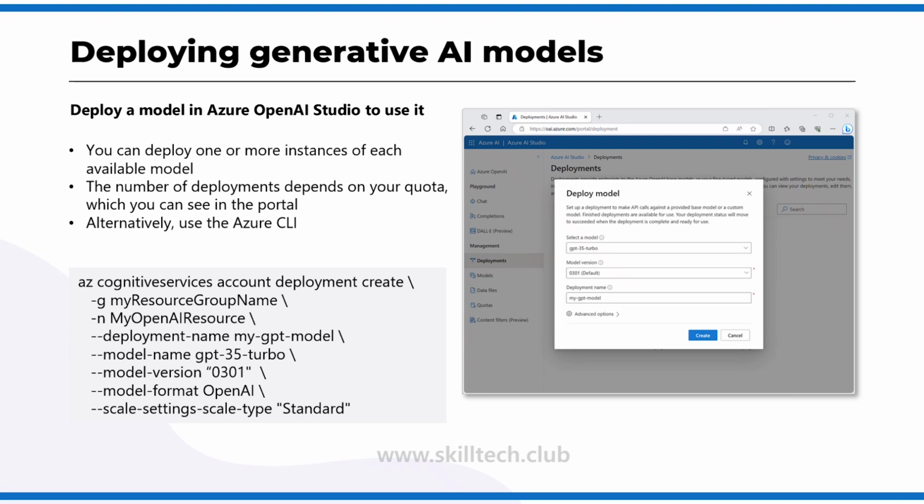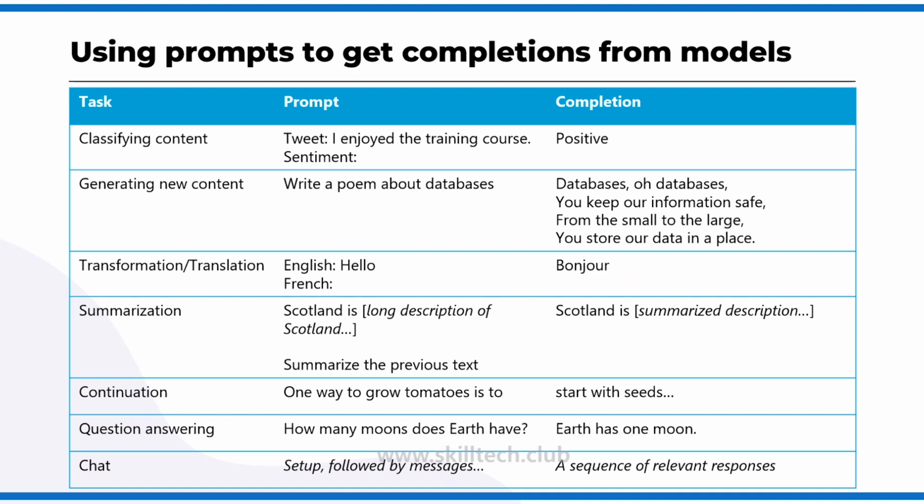Also, the number of deployments which you can do inside your Azure OpenAI service depends on the quota which is allocated to your service instance. This quota is also available in the Azure OpenAI Studio in the left side column. You can go there, check your existing quota, or if you want, you can request a higher quota.